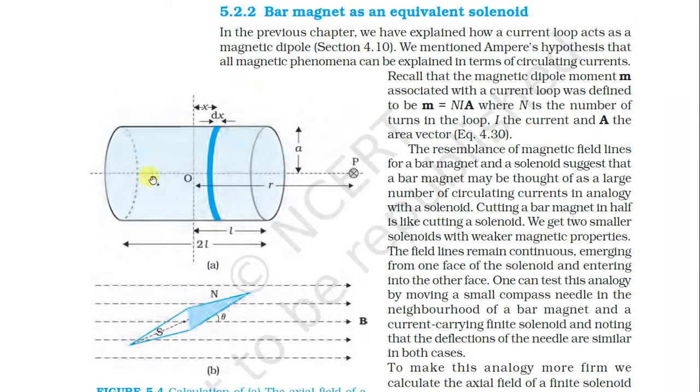In this solenoid there are magnetic fields, so it will act as a bar magnet. See here, this is the figure of that. We will discuss the bar magnet as an equivalent solenoid.